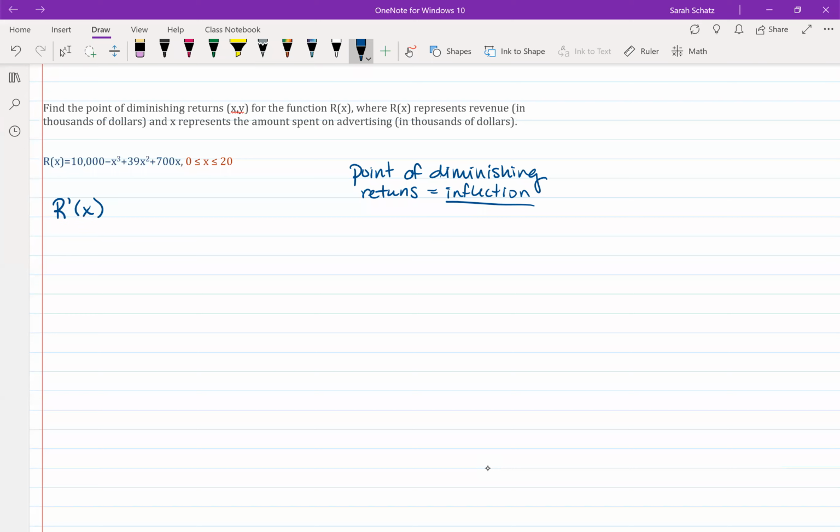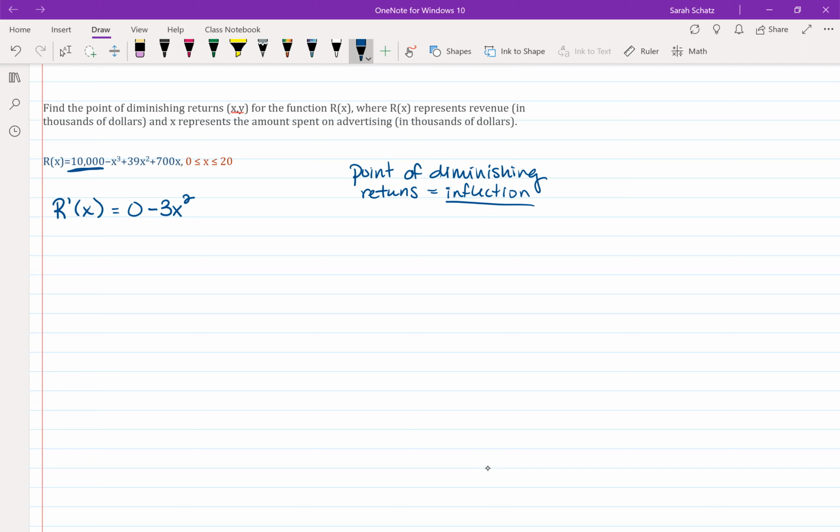Now, this derivative might throw you off a little bit because notice we have a constant in front, and that's not our usual form. If you want to move the constant to the back, if that's confusing, you can. You don't have to, guys. Remember, you still can take the derivative of each thing at a time. So the derivative of the constant 10,000 is just 0. Then we have the derivative of negative x cubed. So that's going to become negative 3x squared.